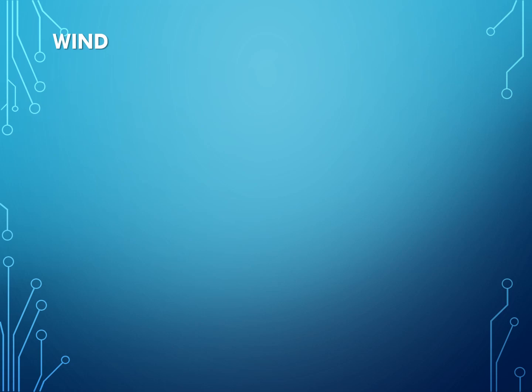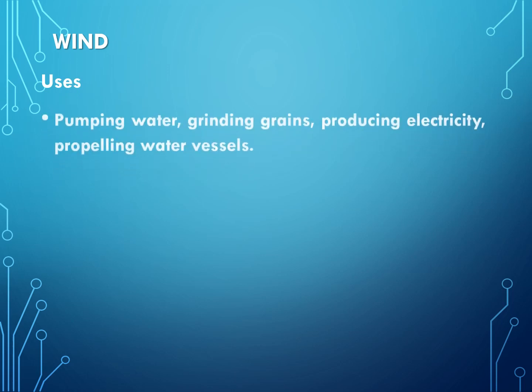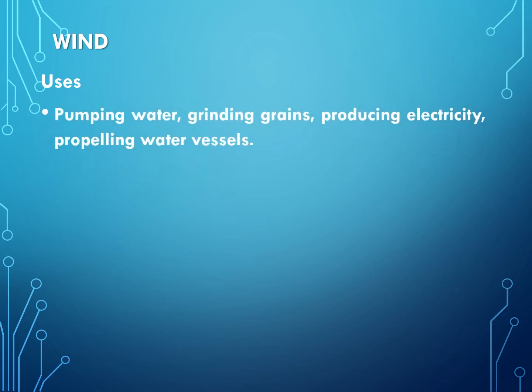Now we move on to another renewable source of energy, that is, I mean wind. Wind can be used for pumping of water using windmills. They can be used for grinding of grains. That movement will move the machines that are required for grinding of grains. It can be used to produce electricity.